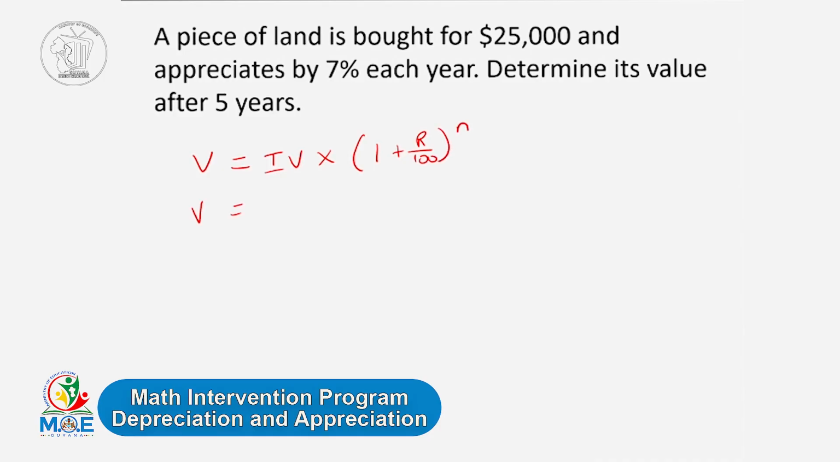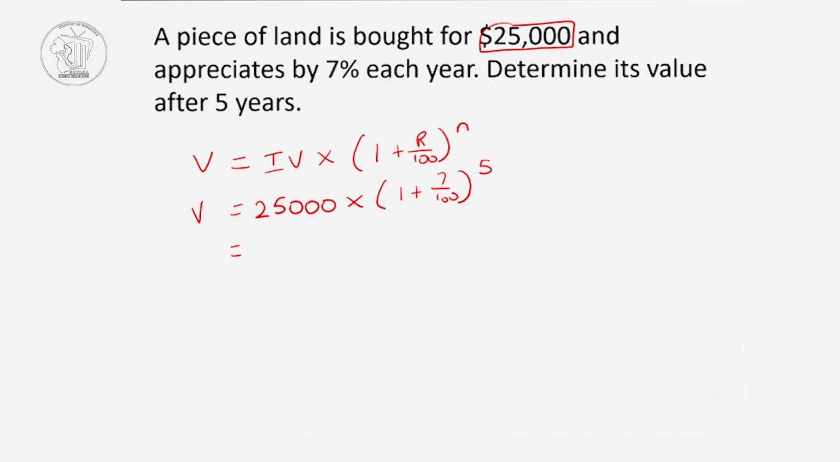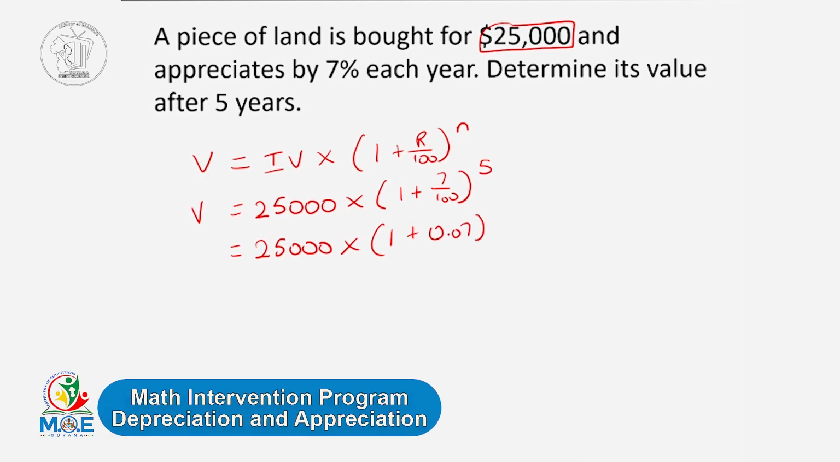So the initial cost is 25,000. This is 25,000 multiplied by 1 plus the rate, which is 7 over 100, all raised to the 5th power. So this is equal to 25,000 multiplied by 1 plus, so 7 divided by 100 would be 0.07, all raised to the 5th power. This will be 25,000 multiplied by 1 plus 0.07, raised to the 5th power.